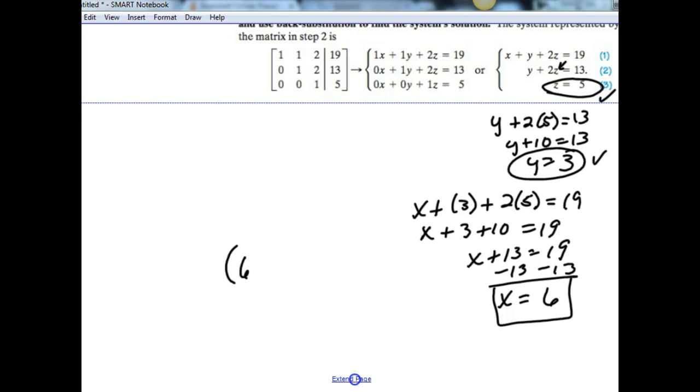The x needs to go first, then the y second, and then the z third. So the answer to this system of three equations with three variables, the answer that would solve all three of those at the same time, would be x equals 6, y equals 3, and z equals 5. Okay? And this is called the Gaussian augmented matrix method.